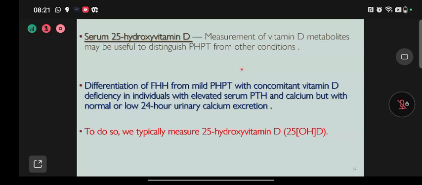Then coming to the serum 25-hydroxyvitamin D, this is a measurement of vitamin D metabolites which may be useful to distinguish PHPT from other conditions. It helps in the differentiation of FHH from mild primary hyperparathyroidism with concomitant vitamin D deficiency in individuals with elevated serum PTH and calcium, but with a normal or low 24-hour urinary calcium excretion, which is seen in FHH.